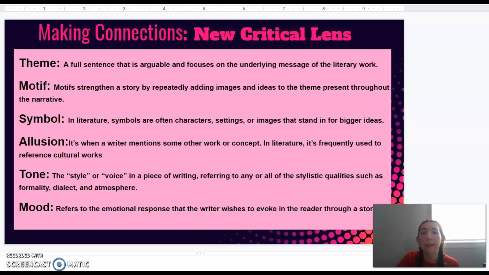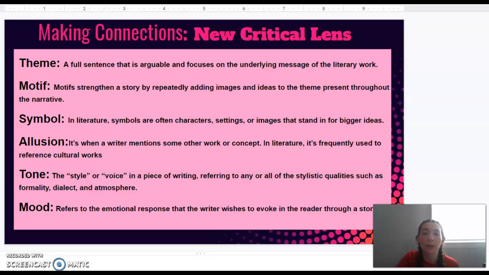So once again, when we're making connections, you want to think about the most popular literary tools, which would be theme, which is a full sentence that is arguable and focuses on the underlying message of the literary work. Motif, so motifs are a way to strengthen a story by repeatedly adding images and ideas to the theme present throughout the narrative. Symbols, in literature, are often characters, settings, or images that stand in for a bigger idea. So we saw that with Andy written on the bottom of the shoe.